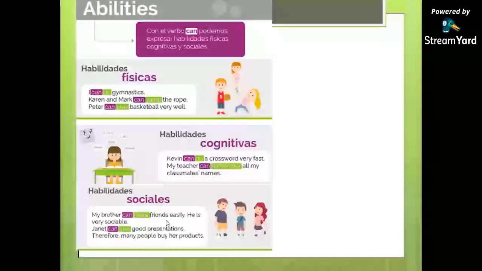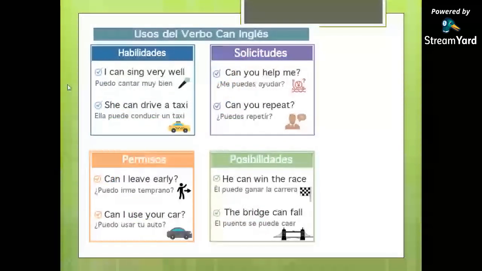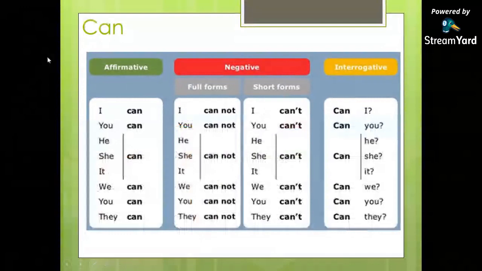¿Sale? We use the verb can to express abilities, askings, permissions, and possibilities. And how do we use the verb can? You use I can, you can, he or she can. Observe that you don't have to add s or es with he, she, it.